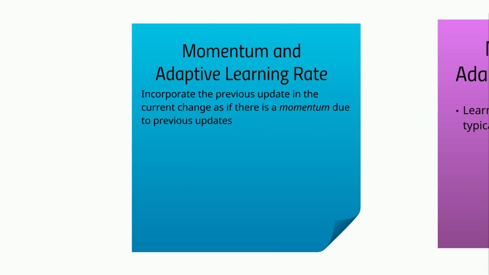And those methods are momentum and an adaptive learning rate. We're going to start by talking about momentum. At each parameter update, successive weight values may be so different that large oscillations may occur and slow convergence. When we're talking about momentum, we're going to introduce t, which is the time index, and that is going to be the epoch number in batch learning and the iteration number in online learning. The idea is to take a running average by incorporating the previous update in the current change as if there is momentum due to previous updates.